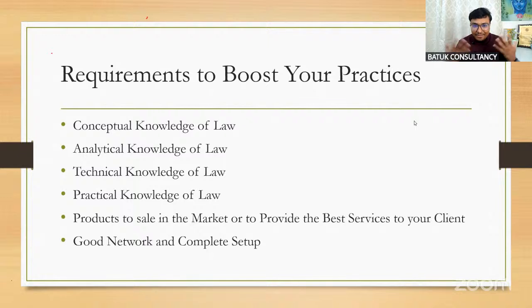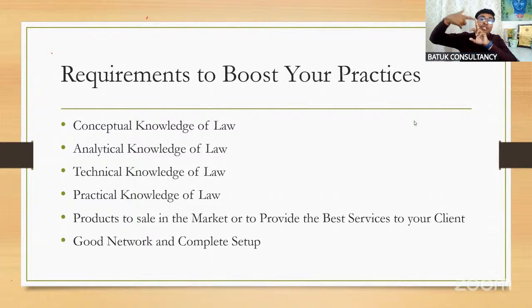Multiple times we think about what is the importance of the office, what is the importance of the environment, what is the importance of the facilities in the office. Sir, we are in the 21st century and it plays a very important role. So these are the things to boost your practices.